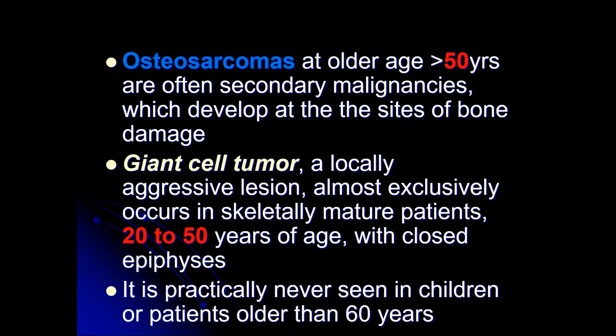Giant cell tumor, a locally aggressive lesion, almost exclusively occurs in skeletally mature patients between 20 to 50 years. They are middle-aged patients. And we know that. So when you get such a lesion in such a place, you have to think of a giant cell tumor. It is practically never seen in children or patients older than 60 years. Why? Because this is a tumor that occurs when the epiphysis is fused. And there is some argument that says that the giant cell tumor can arise partially in the metaphysis and then extend into the epiphyseal region. So you have to keep these in mind. Don't forget it.